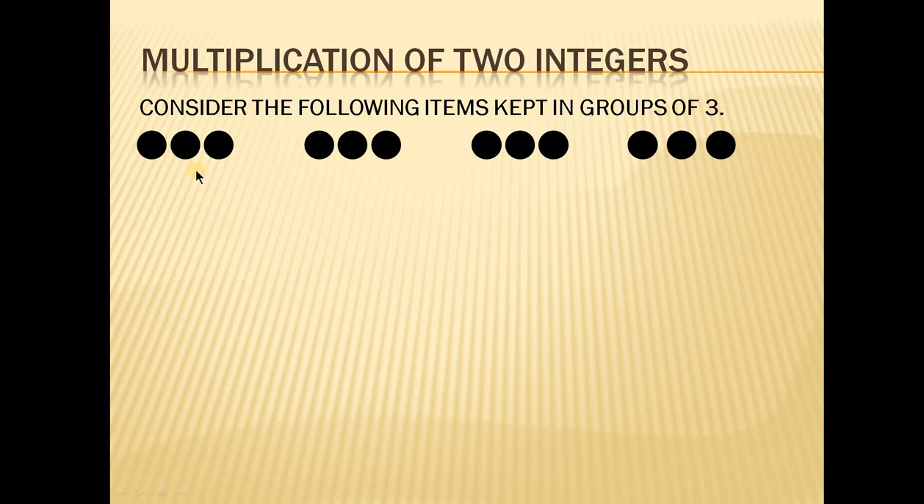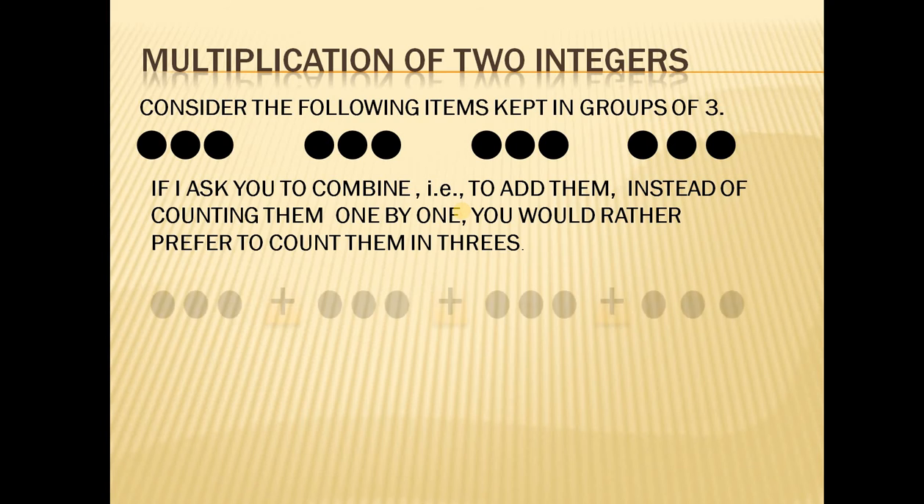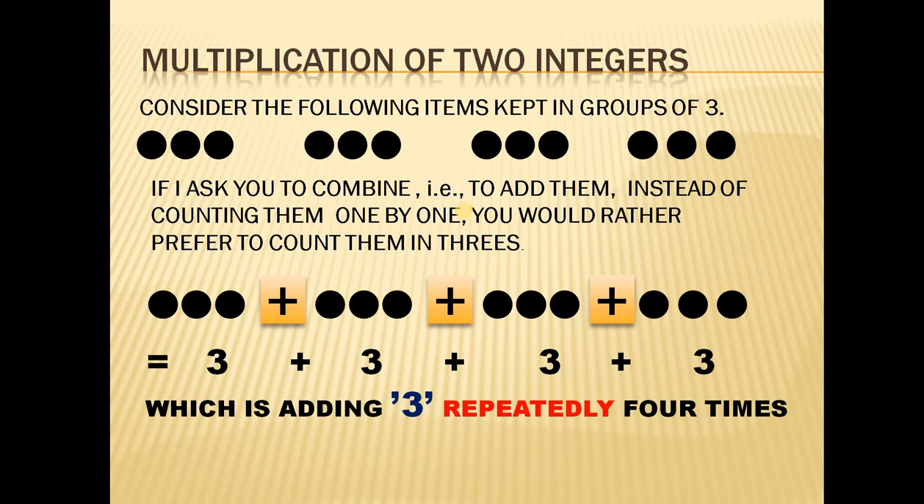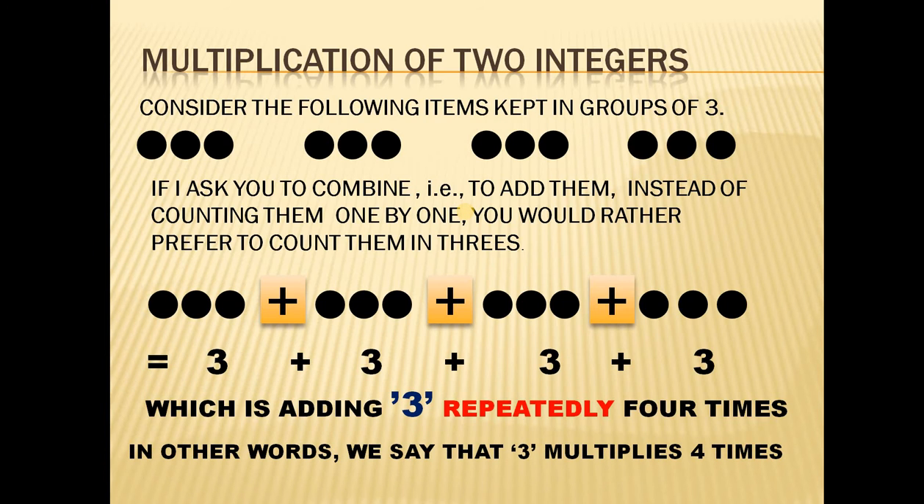You will not be counting one by one, 1, 2, 3, 4, 5, 6. You simply know 3 repeatedly added for 4 times. So that is the process of multiplication. Repeated addition is multiplication. So that is known to you. So you are getting something like this, 3 plus 3 plus 3 plus 3, which you write adding 3 repeatedly 4 times. In other words, we say that 3 multiplies 4 times.